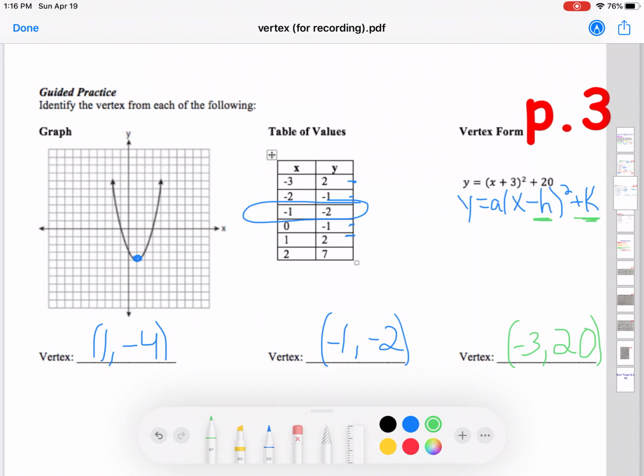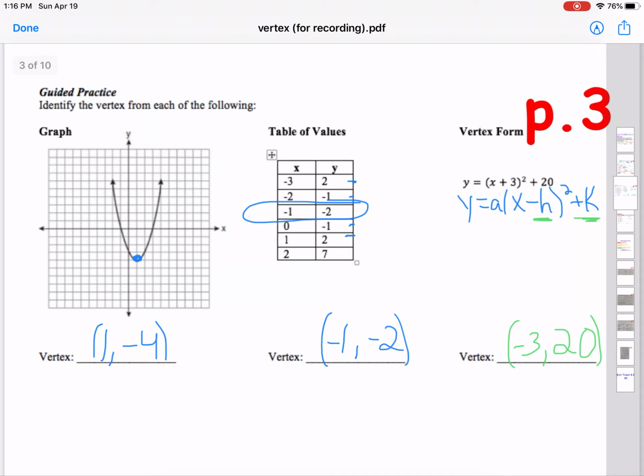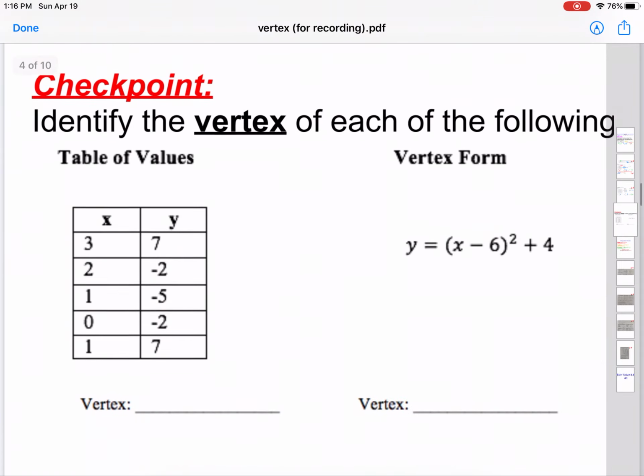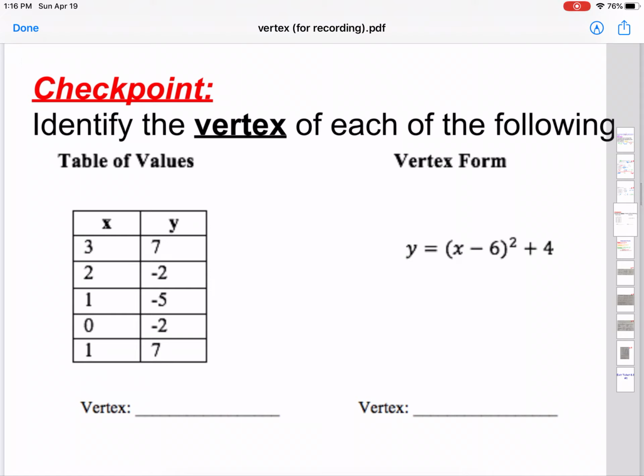Okay, so at this point, we're ready for our checkpoint questions. So please go to a loose leaf piece of paper. Your checkpoint is to do both of the following. They want you to identify the vertex of each. So identify the vertex of the table of values, then identify the vertex from the equation, and then come back here to check your answers.